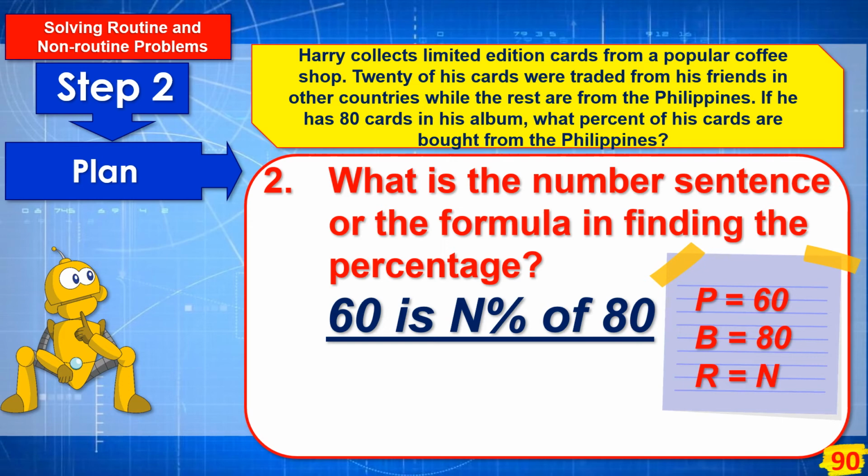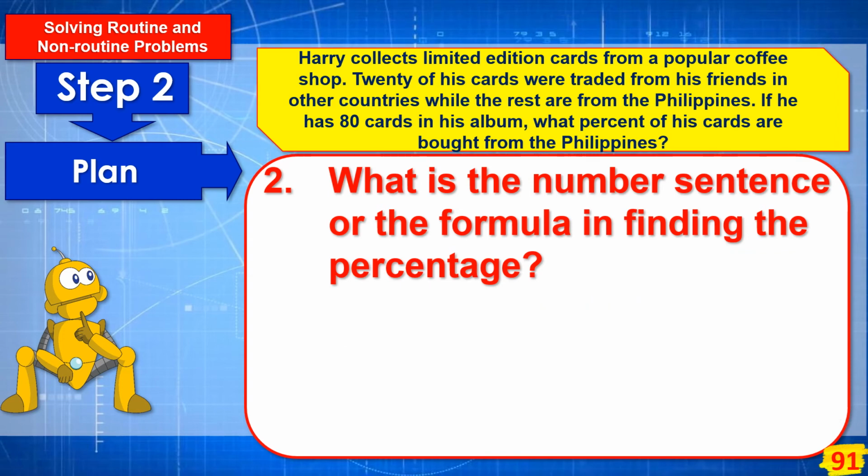So, the number sentence is 60 is what percent of 80? Where 60 is the percentage, which is the number of cards Harry bought in the Philippines, 80 is the base or the total number of cards Harry has, and N is the rate.